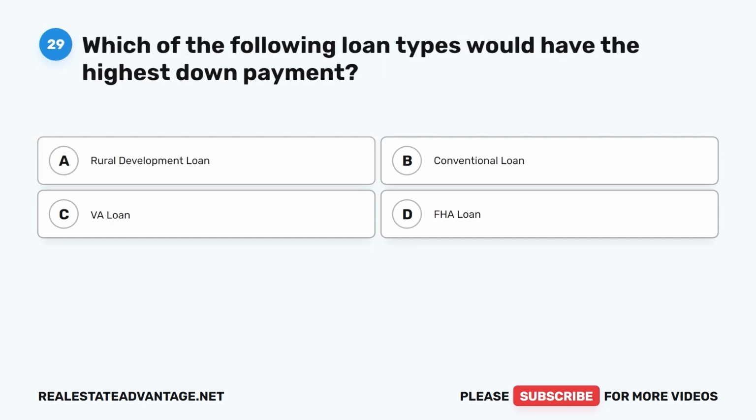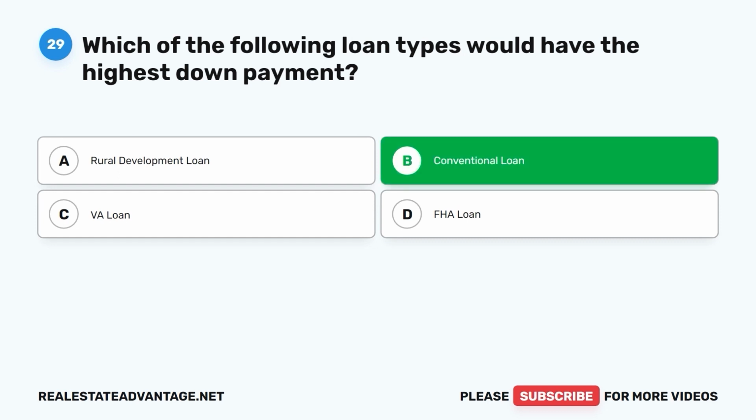Question 29. Which of the following loan types would have the highest down payment? A. Rural development loan, B. Conventional loan, C. VA loan, D. FHA loan. The correct answer is B. Conventional loan.